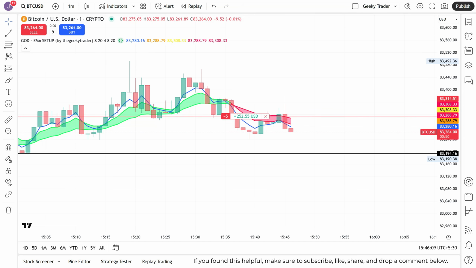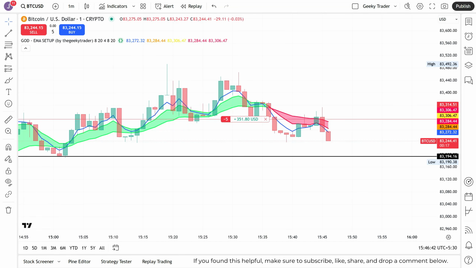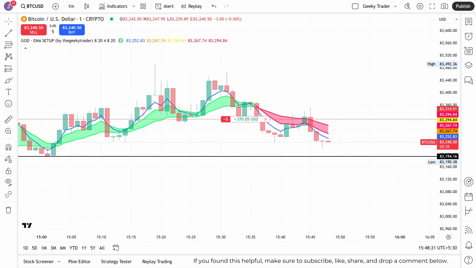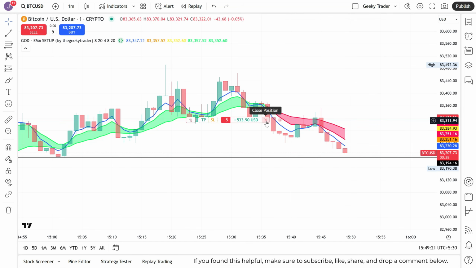Look at that. The price is once again moving in my favor, following the downtrend just as expected. This is why I trust this setup. It provides clear signals and helps us make logical trading decisions.